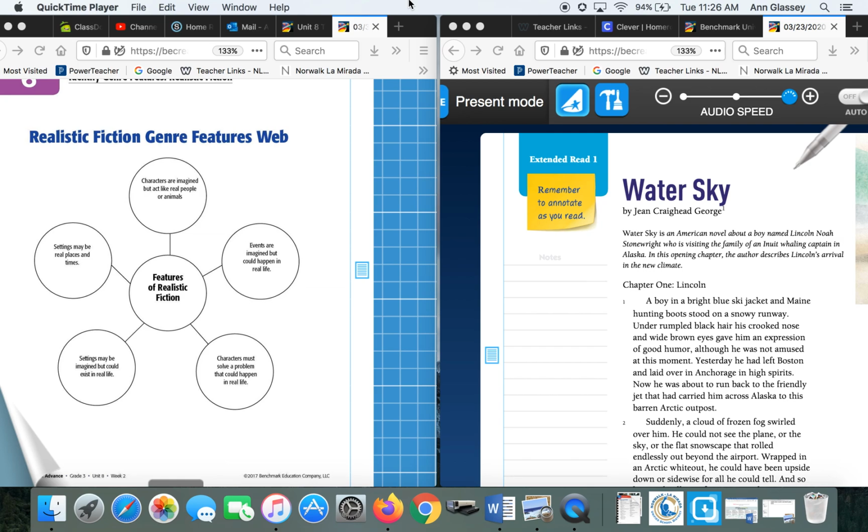Reading Lesson 1 for April 1st, 2020. You will need your weather magazine, a pencil, and an eraser.